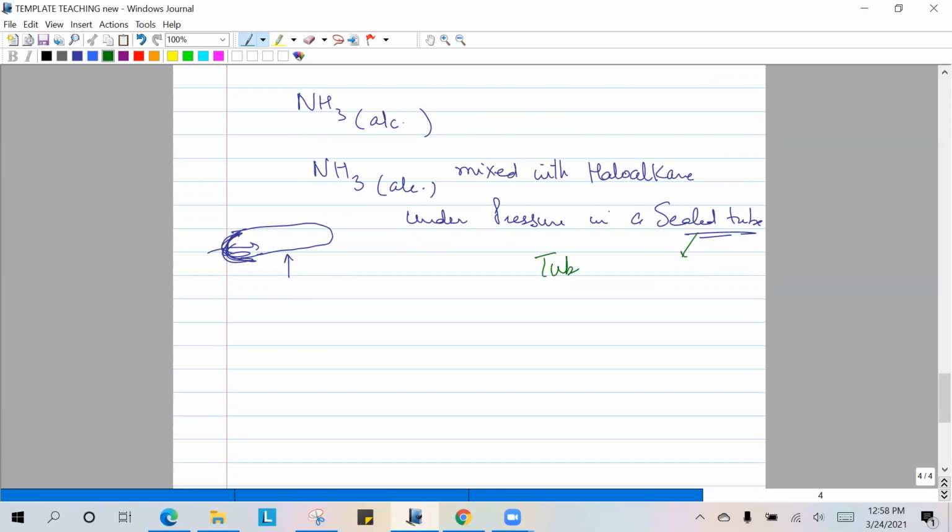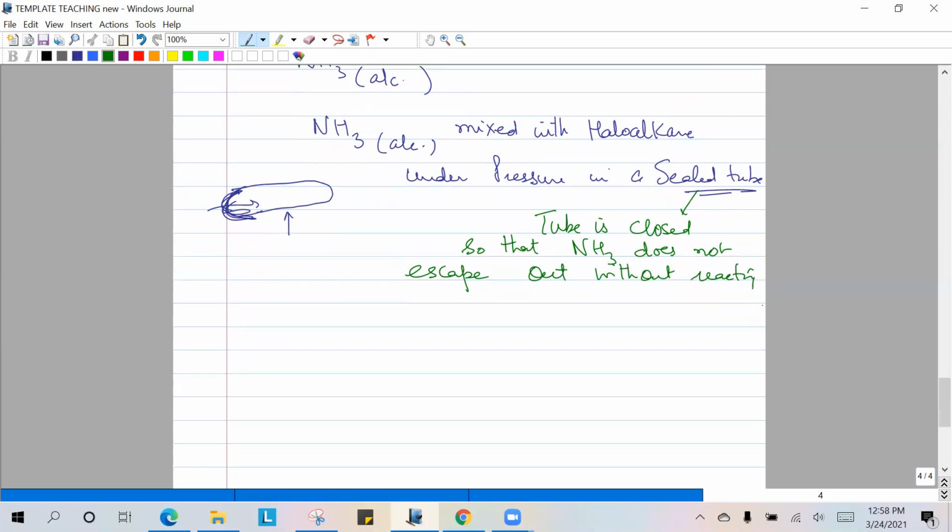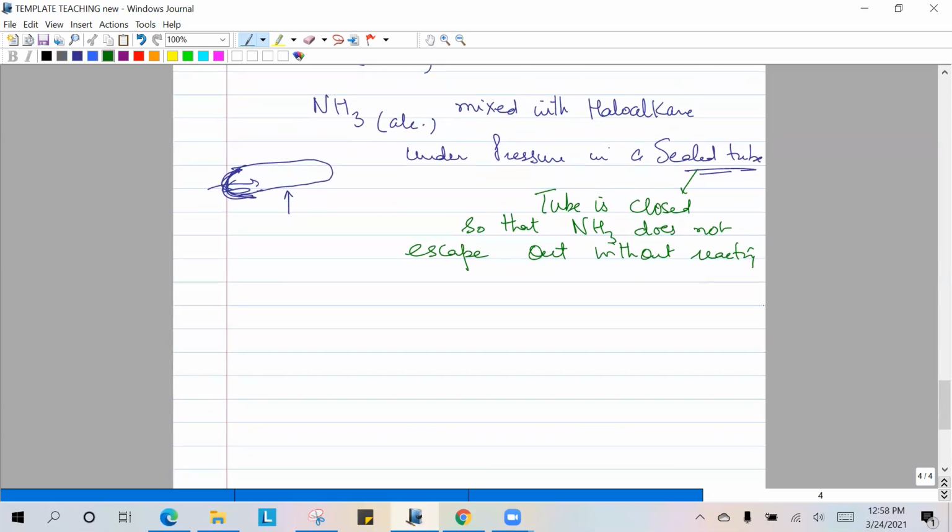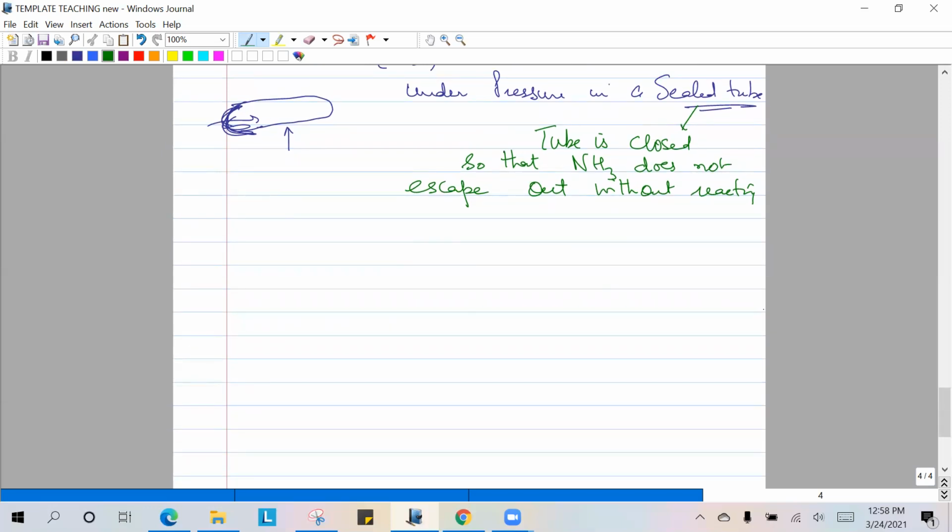So the tube is closed so that ammonia does not escape out without reacting. Without reacting, it should not escape out. Now here also there are two possibilities. The reaction condition, one, definitely this way, that you are doing it in a sealed tube with ammonia dissolved in alcohol. But this can be done in two different ways.